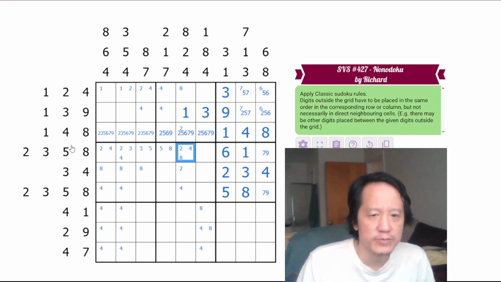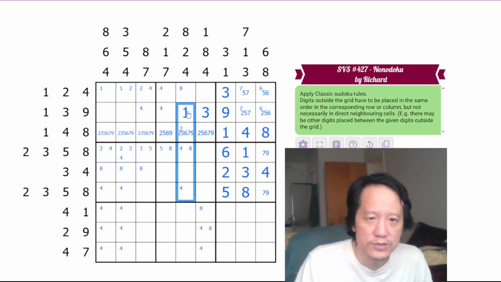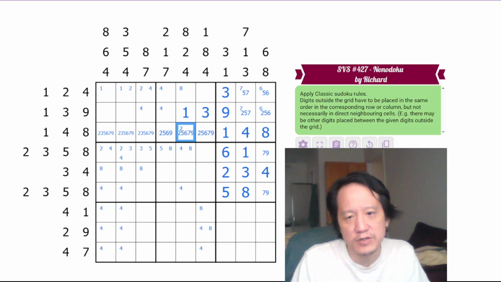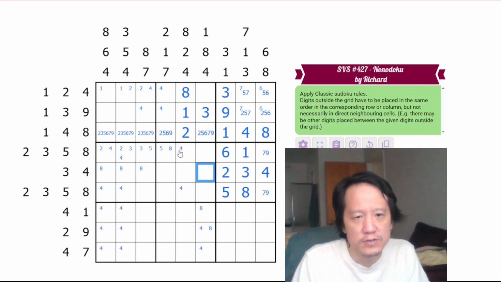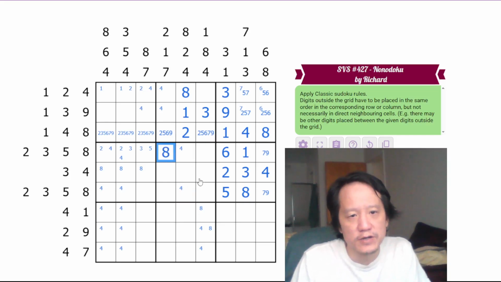2 cannot actually be here. So 2 can't be here. Where is the 2 in column 5? It has to be here. So this is 2, this is 8, which means this can't be 8. One of these is 4. That means this has to be 8 here. So this is 8, 5, 3, and 2.